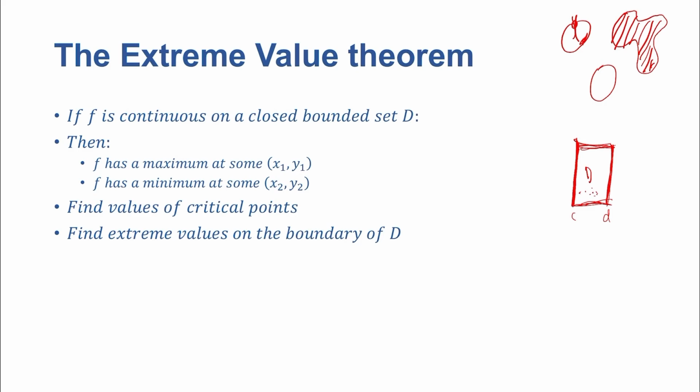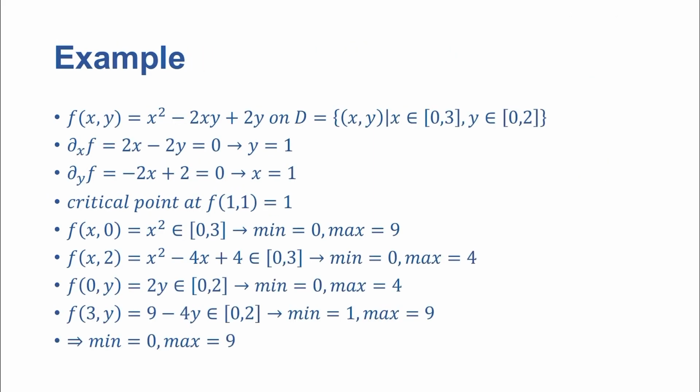All right, so let's try an example for this. And of course, after you do that, you compare results to see if the values of the critical points are higher than the values of the extreme values on the boundary of D. Okay, here's an example. I've just written the whole thing out because you can go at your own pace.